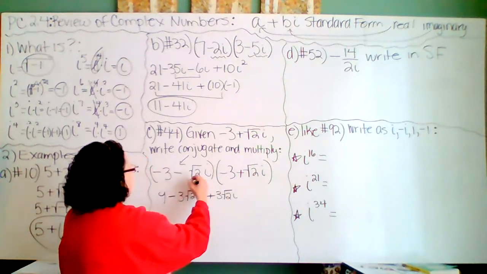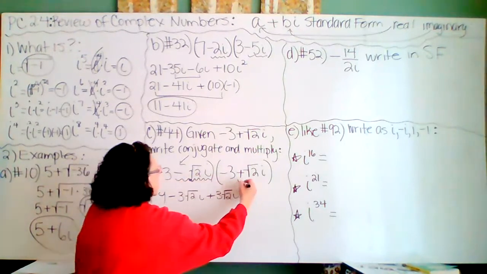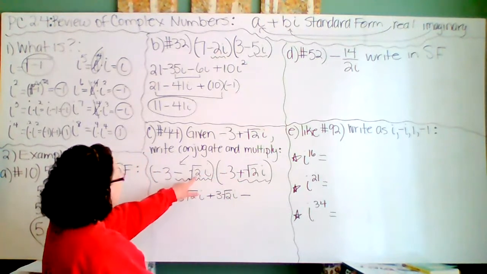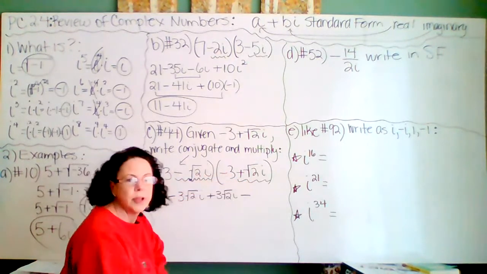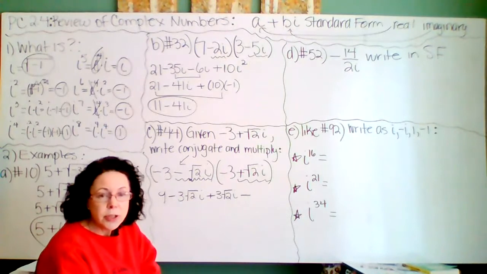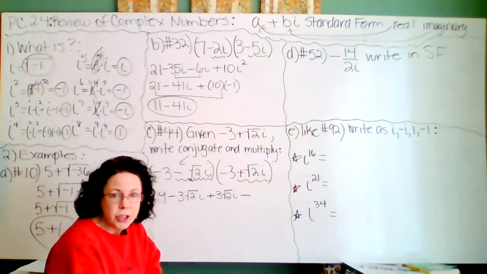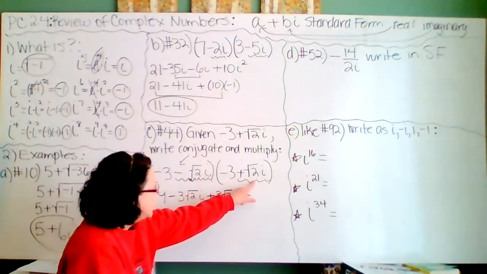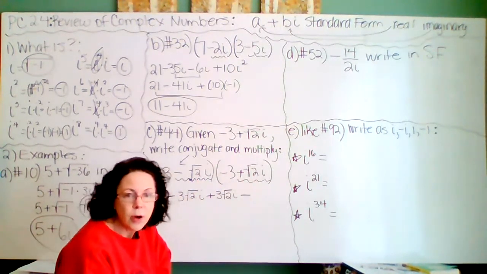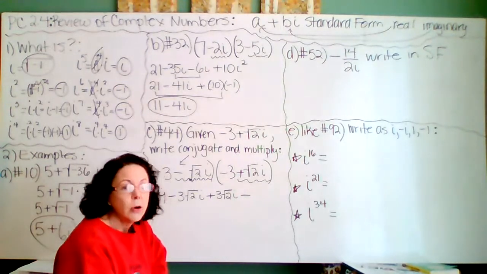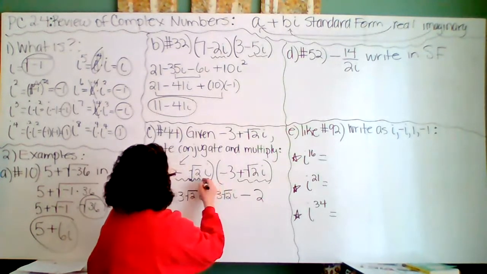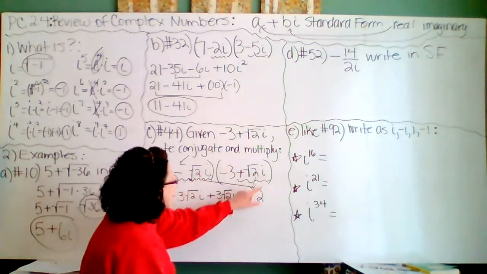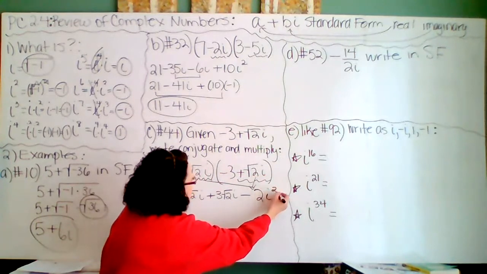Let's be careful with the last. A negative times a positive is a negative. The square root of 2 times the square root of 2 is the square root of 4, which is 2. Okay, i times i is i squared.